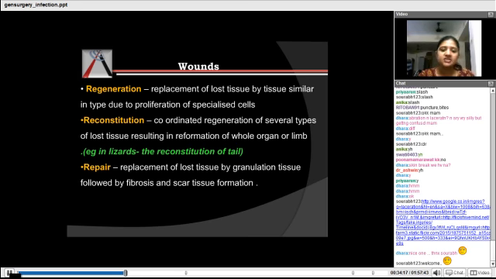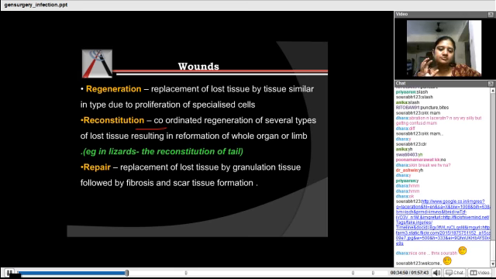Regeneration is when some of the lost tissue is replaced by the same type of tissue, through specialized cells. Reconstitution is the coordinated regeneration of several types of tissue. For example, in one organ you have skin, connective tissue, and muscle, and all three types of tissue are being replaced.